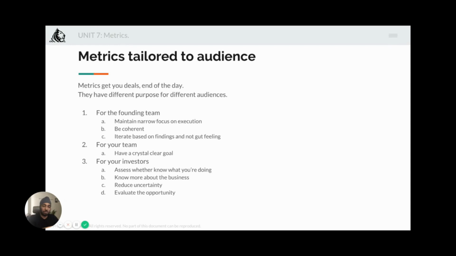For your own team, it helps in defining a crystal clear goal. And for your investors, if at all you are on the board seat or you are the one who presents the product roadmap quite often, then assess whether the team and the company and the product team knows what they are doing. Know more about the business because the right metrics will reveal more things. Qualitatively, you can just guess so much. Reduce the uncertainty and finally evaluate the opportunity, like how big this opportunity really is.